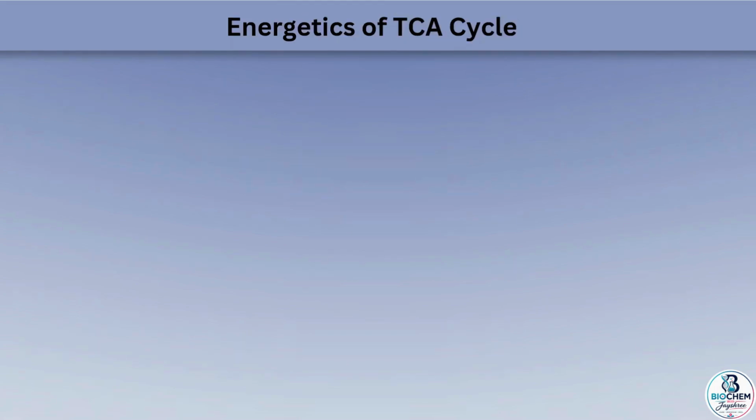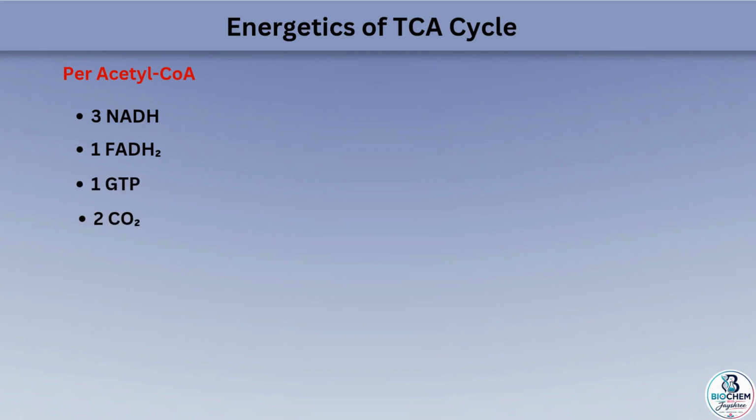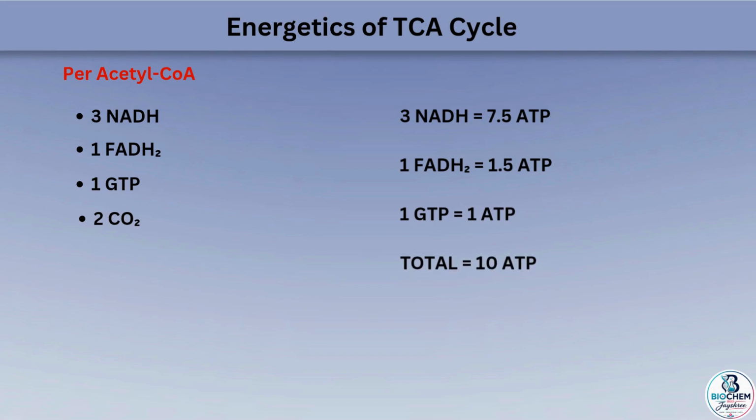Now let's understand the energetics of the TCA cycle. For every 1 molecule of acetyl-CoA, the TCA cycle produces 3 NADH, 1 FADH₂, 1 GTP molecule and 2 molecules of carbon dioxide. Since 1 NADH generates about 2.5 ATP, 3 NADH produces 7.5 ATP. 1 FADH₂ gives 1.5 ATP and 1 GTP is equivalent to 1 ATP. So the total energy yield from one turn of the TCA cycle is approximately 10 ATP.